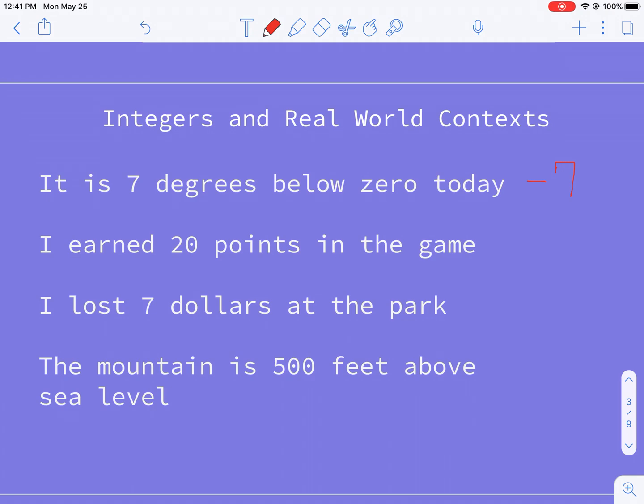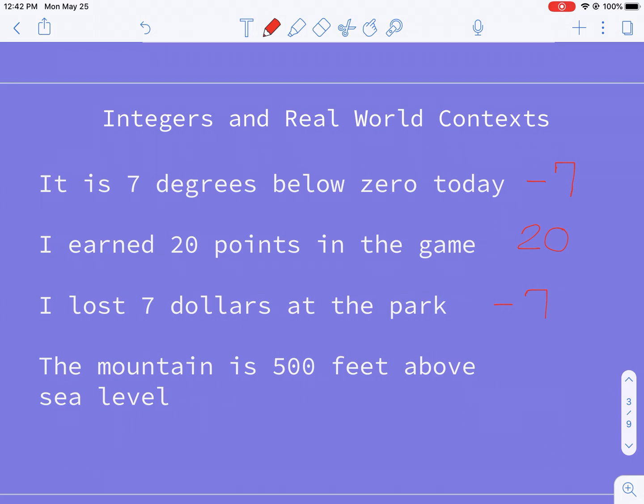I earned 20 points in a game. Now, we don't usually put the positive sign. We usually associate that when there isn't a positive sign or a negative sign, the value is positive. So I earned 20 points in the game, that's like a positive 20. I lost $7 at the park. Well, that's a loss. That's a negative value.